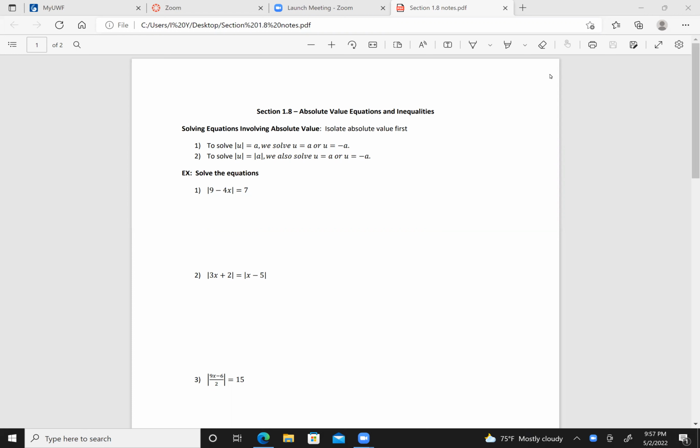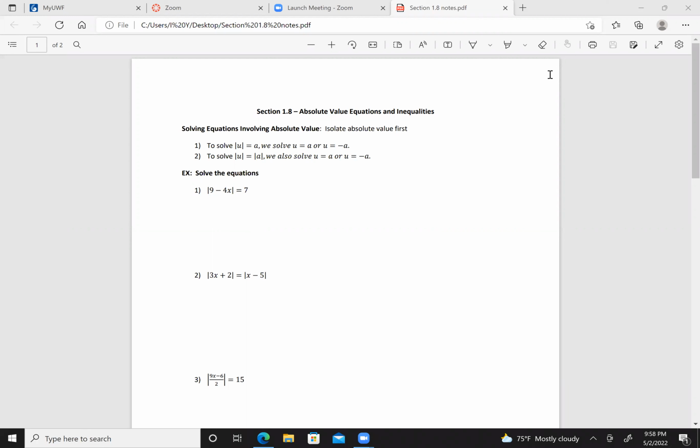Okay, two things to note: to solve the absolute value of u equals a, we solve u equals a and u equals negative a. And to solve the absolute value of u equals the absolute value of a, we also solve u equals a and u equals negative a. So here's what we're looking at.